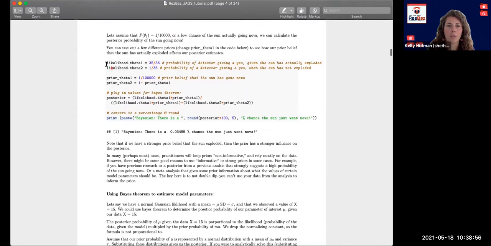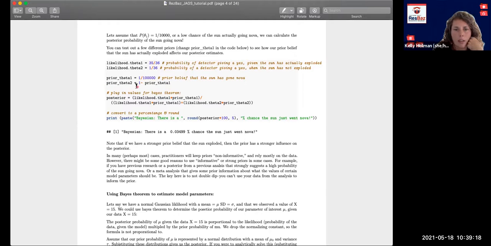And we can put in our theta likelihoods in this R code, 35 over 36 versus 1 over 36. And then here you can play around with the prior. Here, let me actually, yeah, I guess I'll just stay on this.